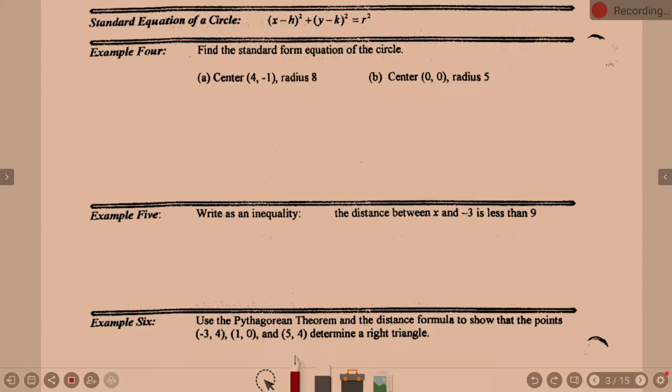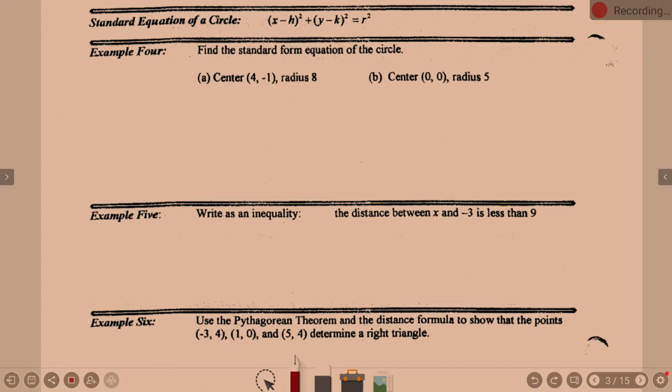Top of this next page, standard equation of a circle. Second semester, we spend time talking about our conic sections, which are the parabolas, the ellipses, the hyperbolas. I know those words don't mean a whole lot to you right now, but we'll talk about those shapes later. Right now, you need to be familiar with the standard equation of a circle, which is (x - h)^2 + (y - k)^2 = r^2.